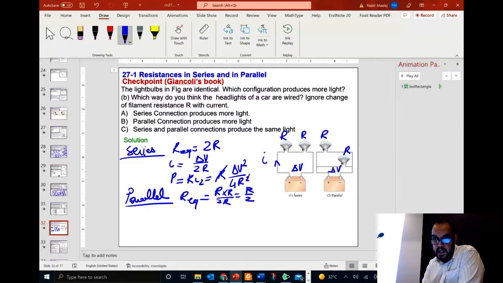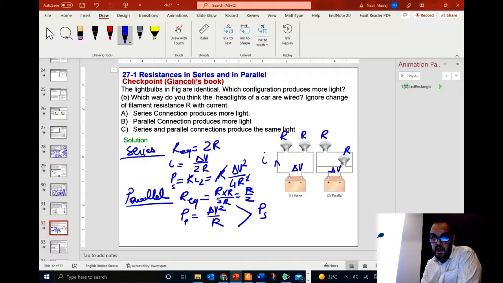Okay, now can I determine the power? Yes, because I have the voltage and I have the resistance, so I can determine the power. So this is for the series combination, this is for the parallel combination. It's delta V squared over R. Which one has more power, parallel or series? Clearly, this one is more than this one.